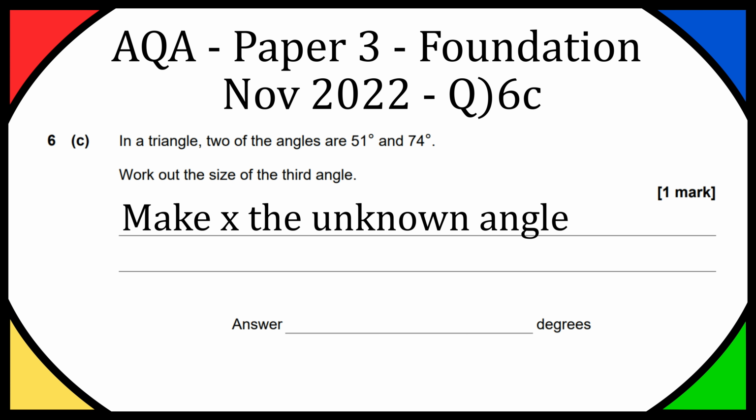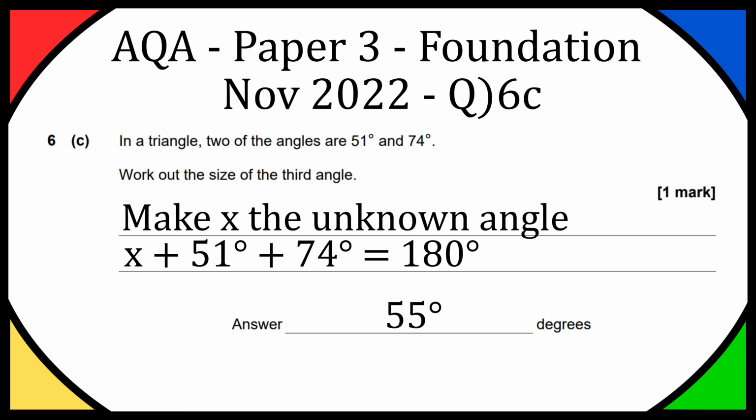Now from here we need to use the fact that all angles in every triangle add up to 180 degrees. You're obviously going to have 3 angles in each triangle, so if you know 2 of them you can work out the third. So with that bit of knowledge we know x plus 51 degrees plus 74 degrees is equal to 180 degrees, because we're using the fact that all angles in a triangle add up to 180 degrees. And if you just rearrange that and subtract 51 degrees and 74 degrees from 180 degrees, it gives us x as 55 degrees.